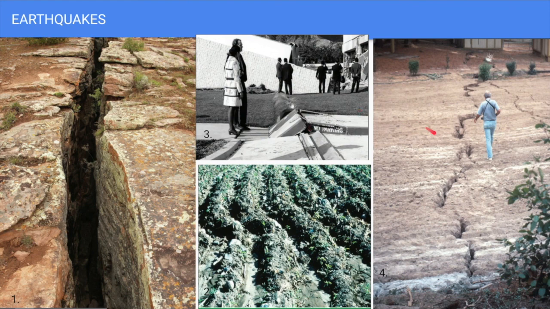And we also noticed in picture number 4, this was from another earthquake in California in 1989. The earthquake caused the land to develop different cracks throughout the area.